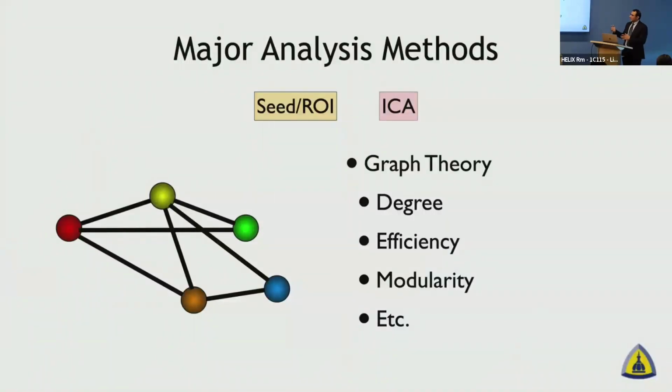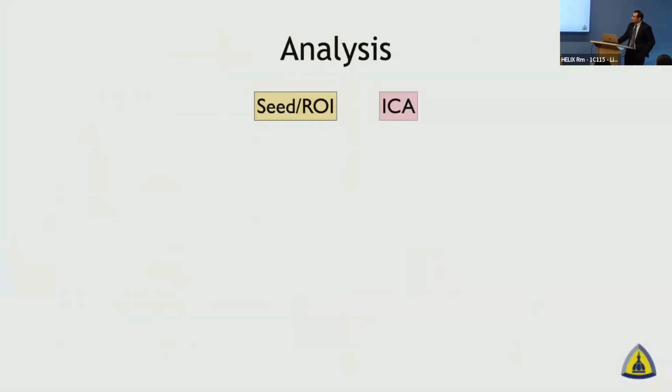And then efficiency is how quickly you can get from, for example, the blue to the red. Can you go directly? No, right? Because there's no link, but you have to go through yellow or orange. And that would decrease your efficiency. So there are a lot of other parameters that you can calculate from that.